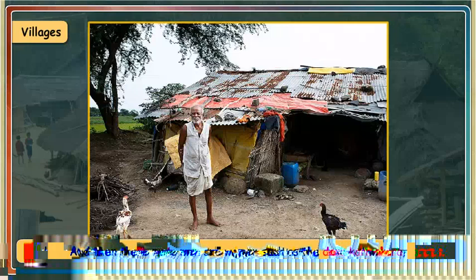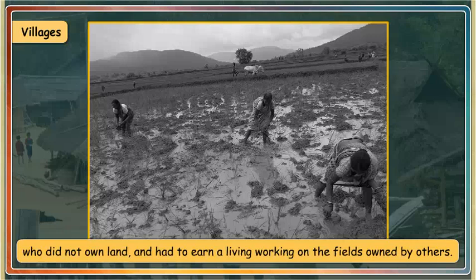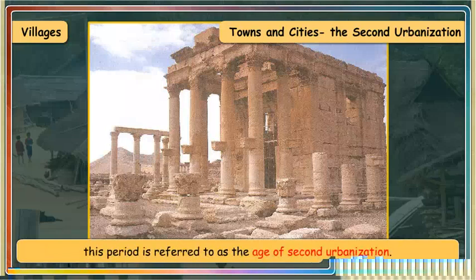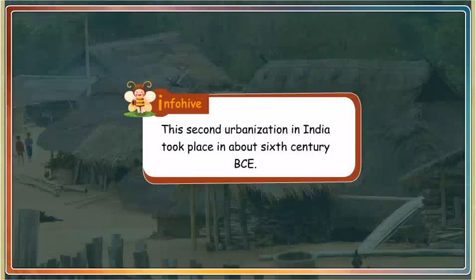And then there were men and women such as the Dasakarmakara who did not own land and had to earn a living working on the fields owned by others. Towns and cities: the second urbanization. Due to the growth of a large number of urban centers, this period is referred to as the age of second urbanization. This second urbanization in India took place in about 6th century BCE.